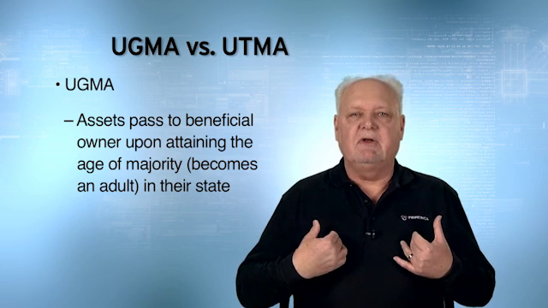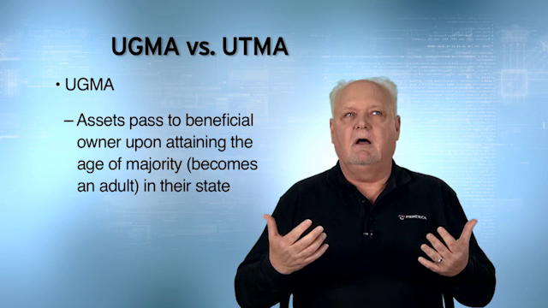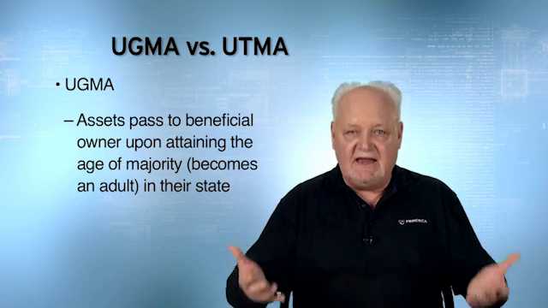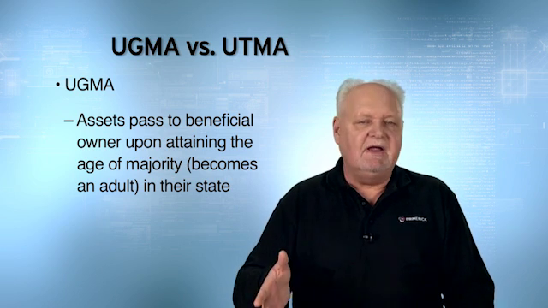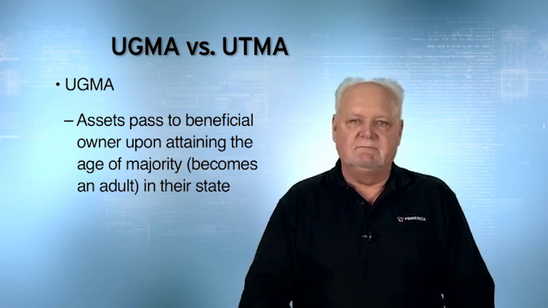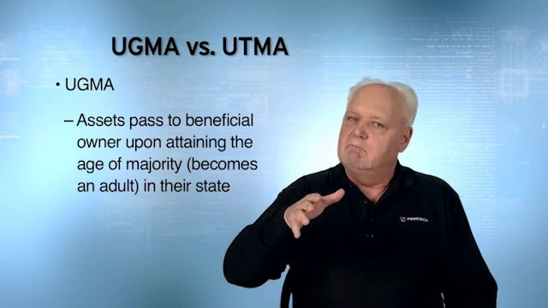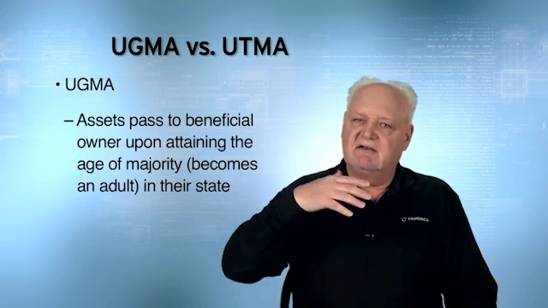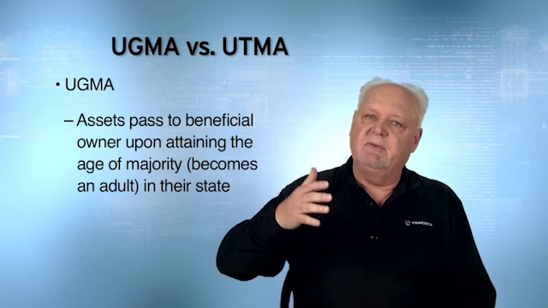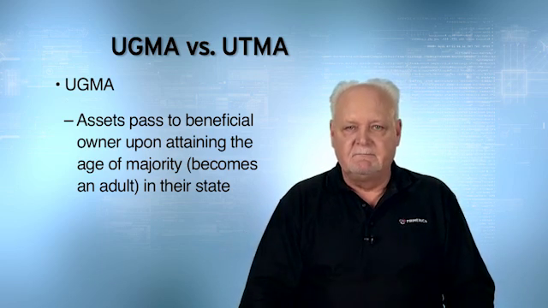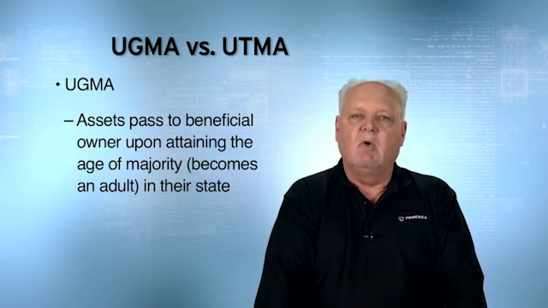Let's say that I'm the custodian of an UGMA account. The age of majority in my state is 18. When the beneficial owner turns 18, I know if they get their hands on this money, they're going to blow it. Maybe they become an adult at 18, but they still act like a child. They're going to take that money and spend it on cars, and video games, and all sorts of nonsense. What could I do to stop these assets from passing to that beneficial owner once they become an adult?